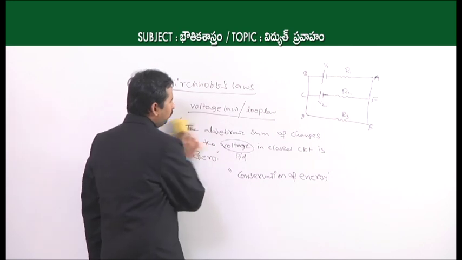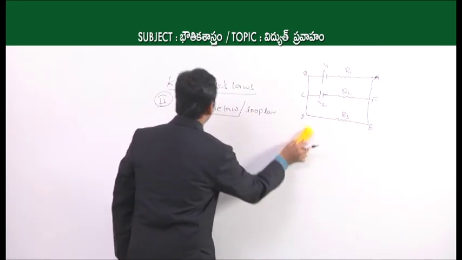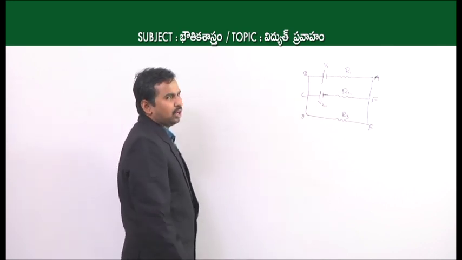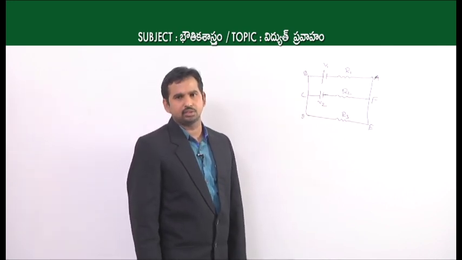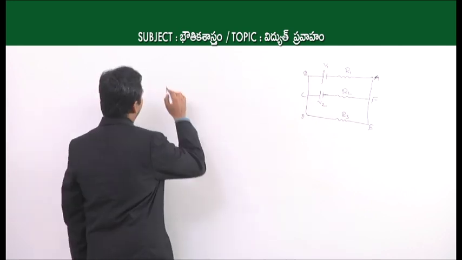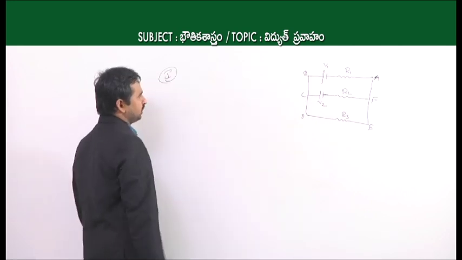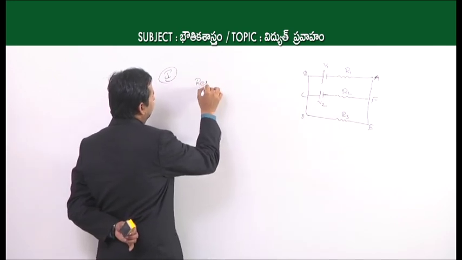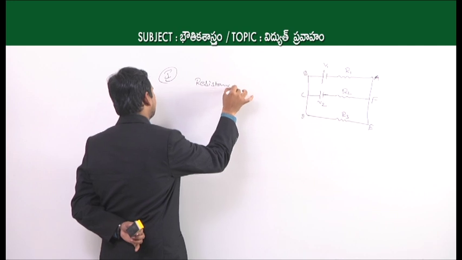Now, whenever we are taking this Kirchhoff voltage law, we always follow 2 sign conventions. The first sign convention is for the case of resistance.